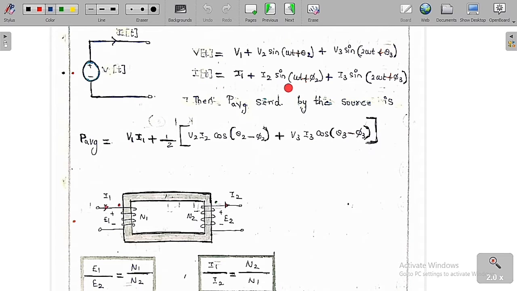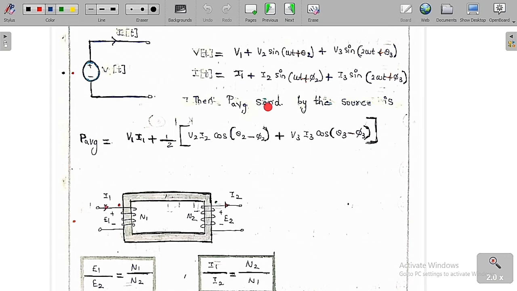Now I of t is equal to I1 plus I2 sine of omega t plus phi 2, plus I3 sine of 2 omega t plus phi 3. Then what is the average power sent by this source? See, these are the DC values, so you just multiply the DC values, which is V1 I1, plus these are the AC values. Then we have to take the corresponding frequency components. If this is omega t, here also we have to take omega t but not the other one, otherwise it will be 0. So take the RMS value of this voltage, which is V2 by root 2, into the RMS value of this component, I2 by root 2, into the cos of the phase difference between these two signals, which is theta 2 minus phi 2.